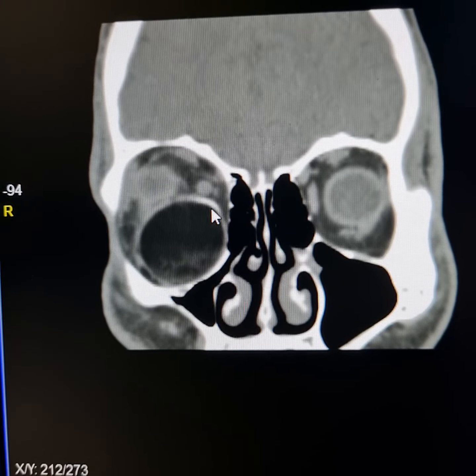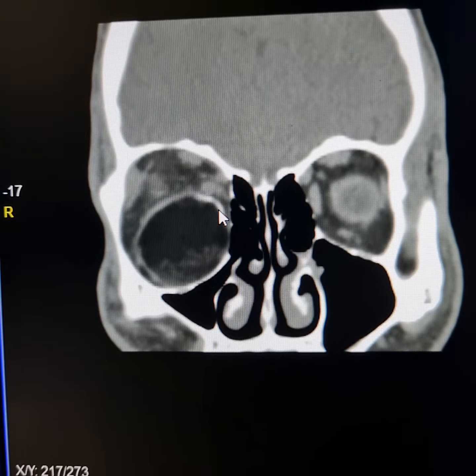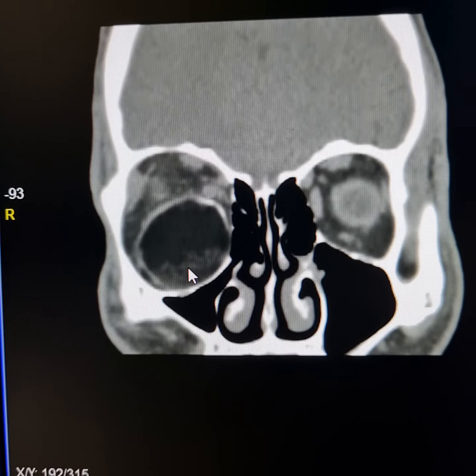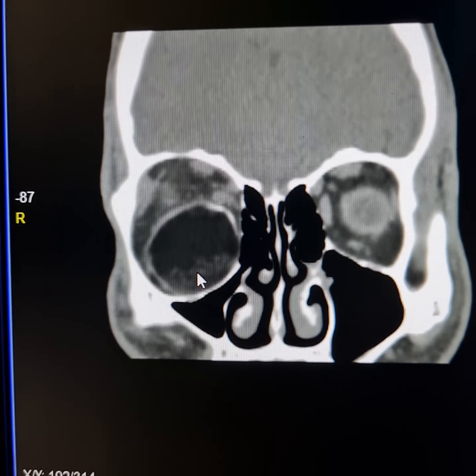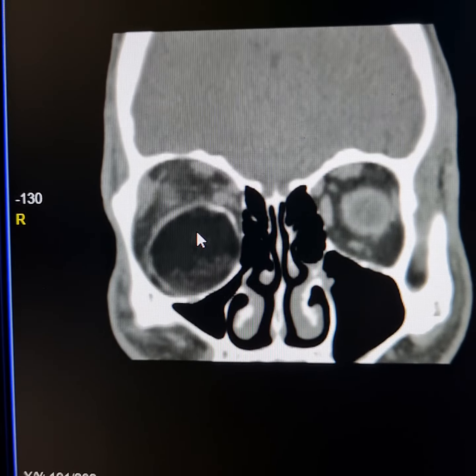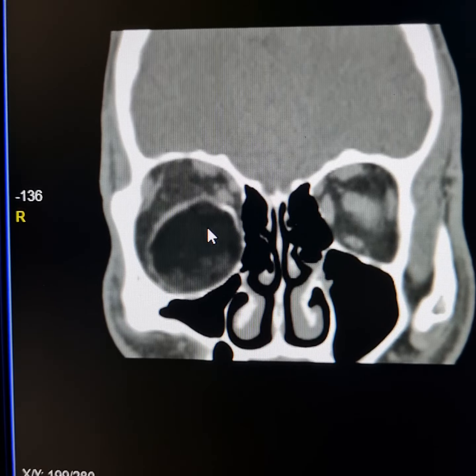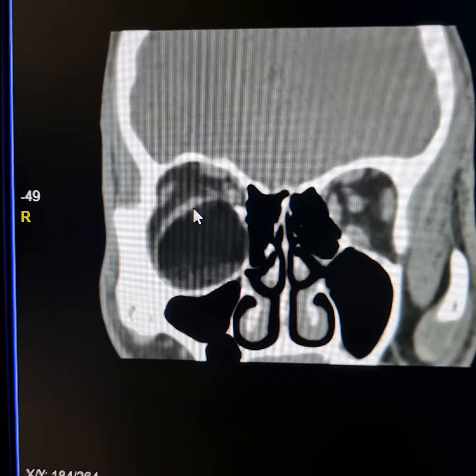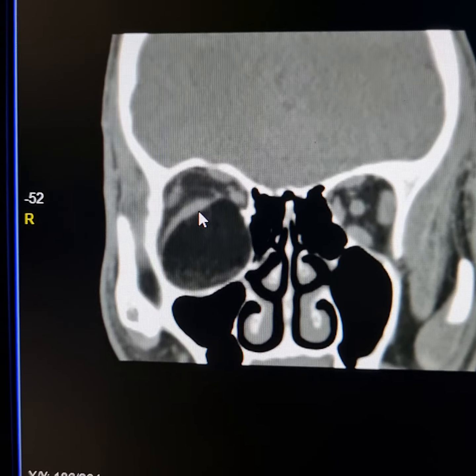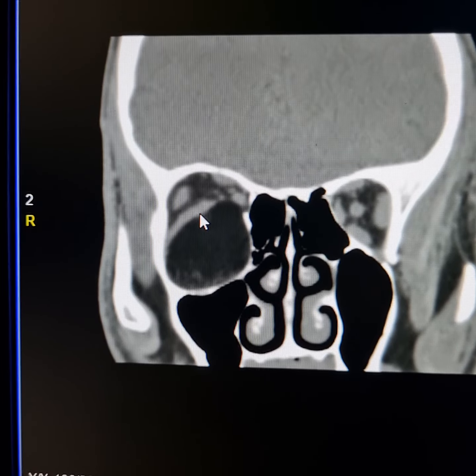Now this is a curvilinear calcification along its supromedial border. Small amount of soft tissue component is noted in its posterior part. Now its CT density is approximately -130 HU. This is the inferior rectus muscle which is stretched along its superior surface.